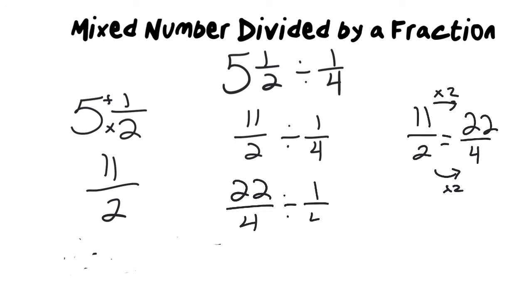And now we can actually solve it. 22/4 divided by 1/4 would actually be just 22. 4 divided by 4 cancels out because it becomes just 1. 22 divided by 1. And that's it. That's dividing a mixed number by a fraction. Let's do one more and we are done.